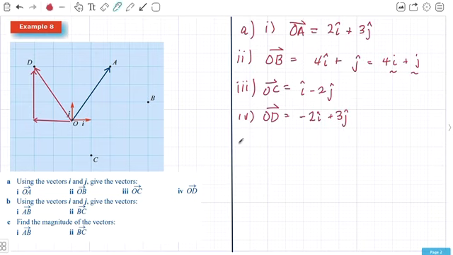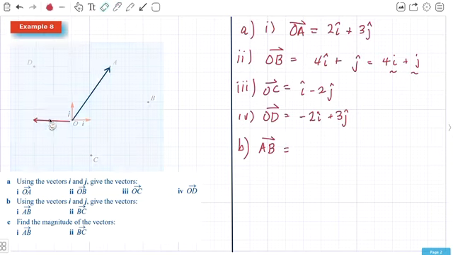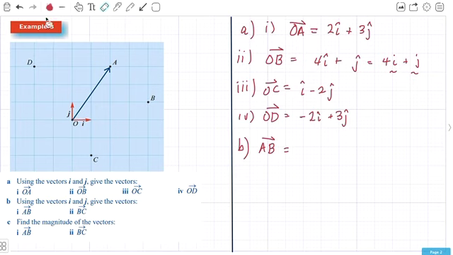Okay. For part B, we can now move on to using vectors i and j to give the following vectors. The first one is A to B. I'll just erase this again. I'll do this in a different colour. So if we were looking for A to B, that would be this vector here.